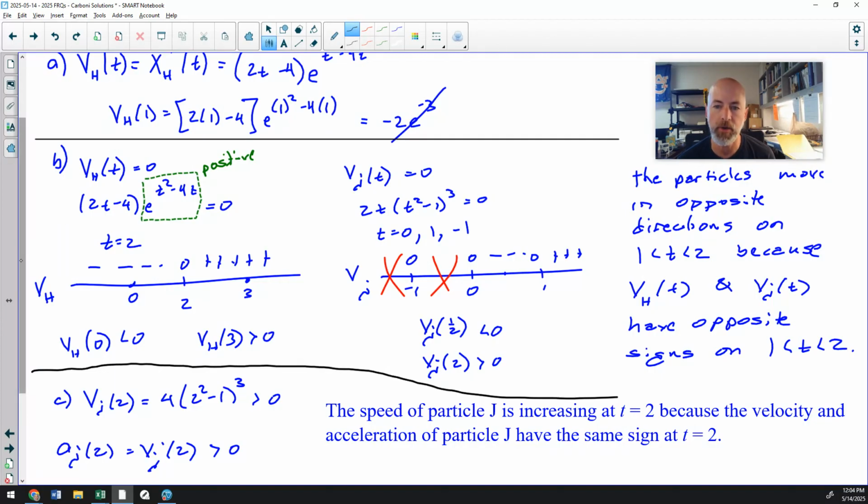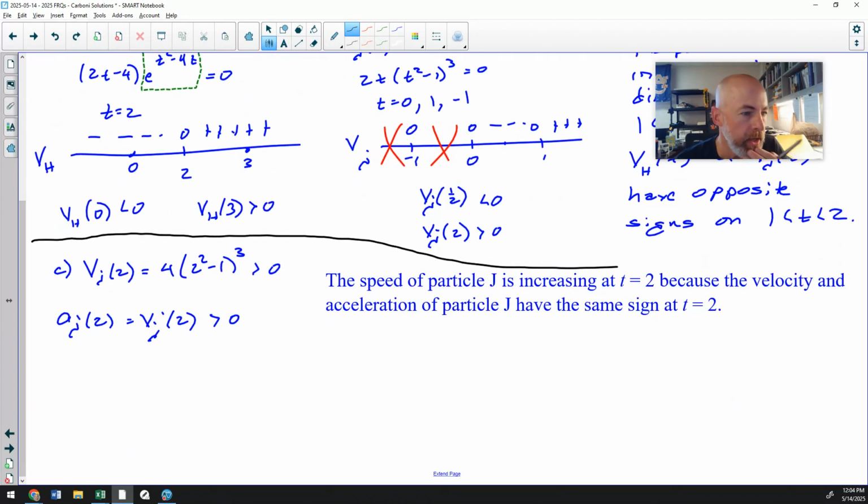Okay, now on to D. Particle J is at position 7 at t equals 0, so the position of particle J at 0 is 7. Find the position of the particle at time 2. I told you, I predicted this question. And I predicted this when I saw the velocity was easily integrable. And so my position at particle 2 is 2. No, it's not. It's unknown.